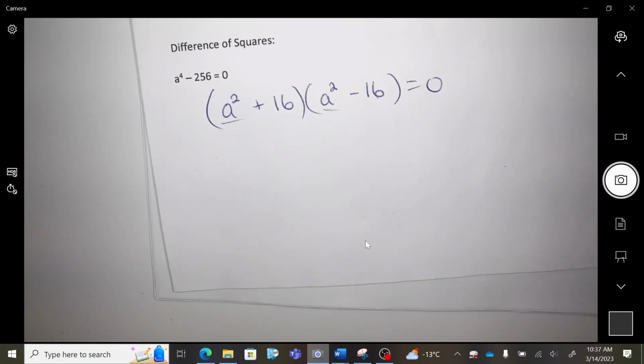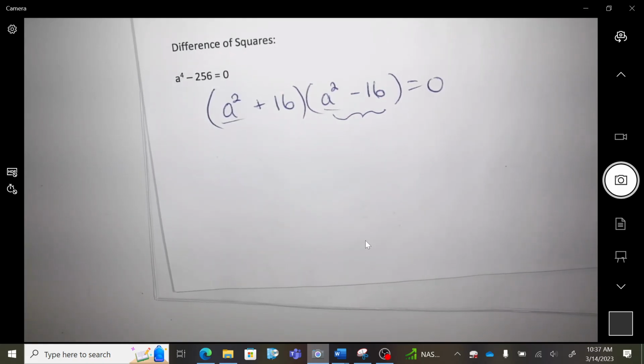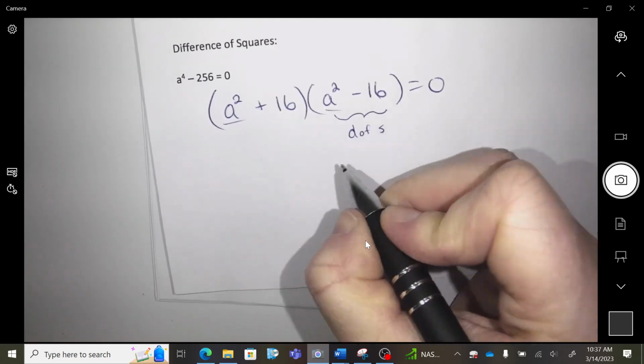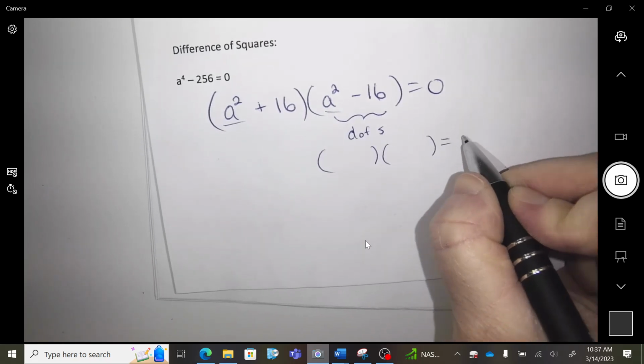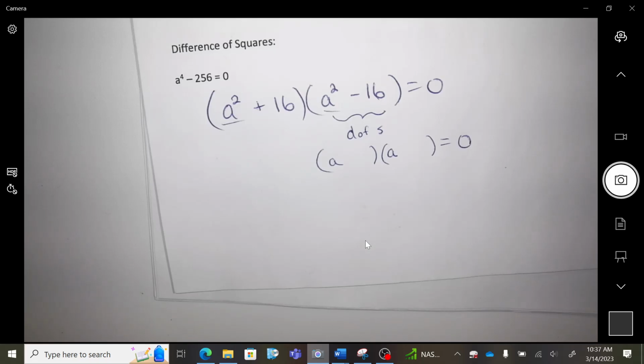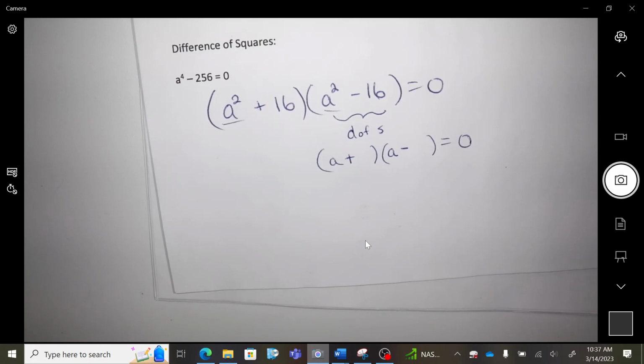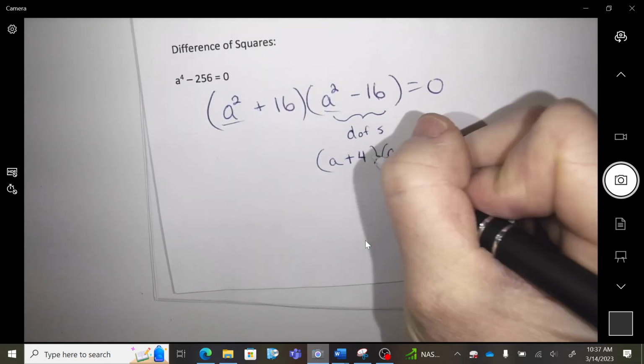Oh, I see something else. I'm going to keep going. What else can I keep factoring? That. What is this? It's another difference of squares. So a times a, difference of squares, so plus minus something that makes 16. 4.